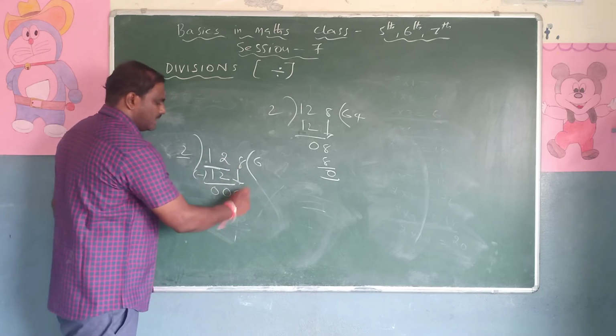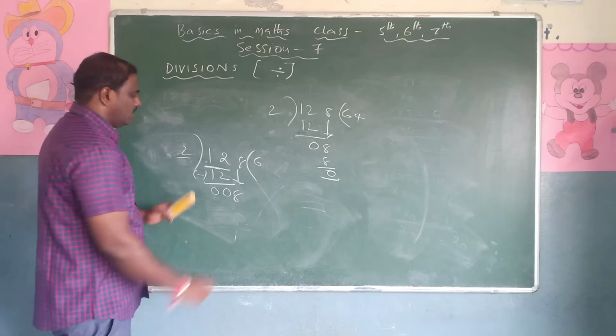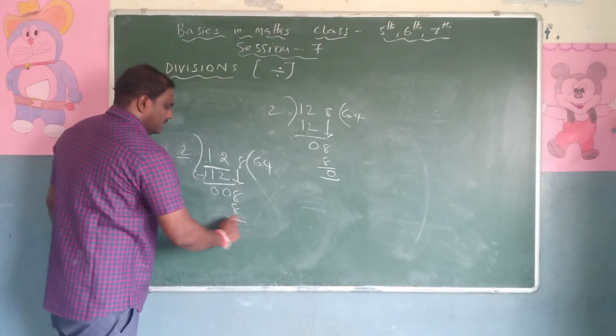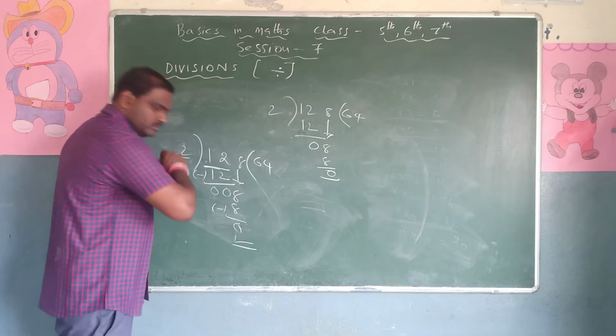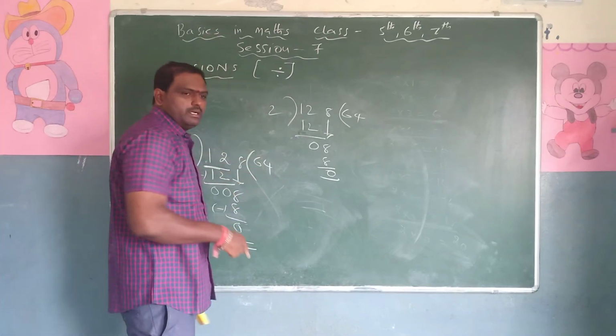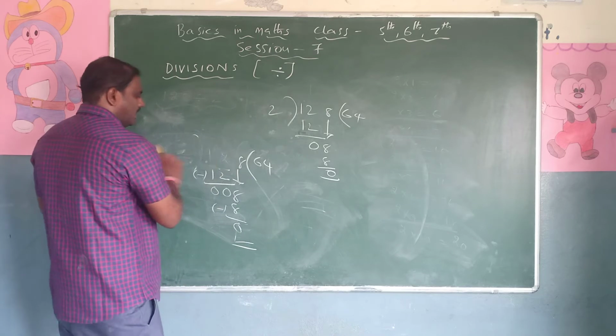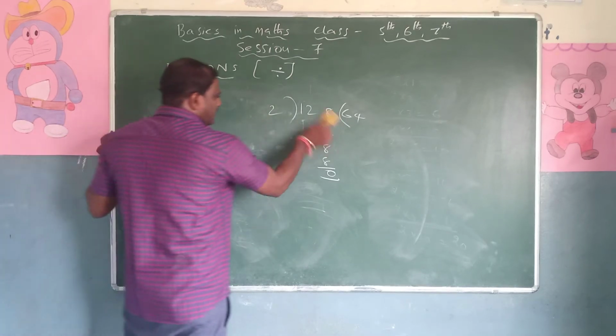Then I have to carry forward 8. Now 2 4s are 8. 8 minus 8, I have to do the subtraction. 8 minus 8, 0. This is the way to do. Don't copy with arrow marks straight and everything. Okay? Don't do like that. It's not the correct process.